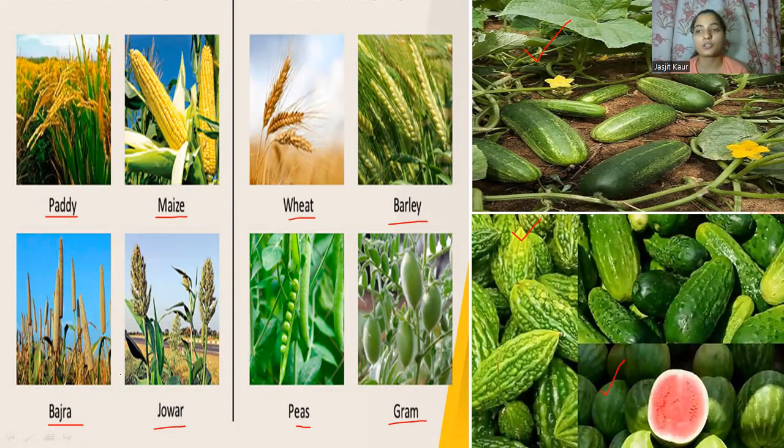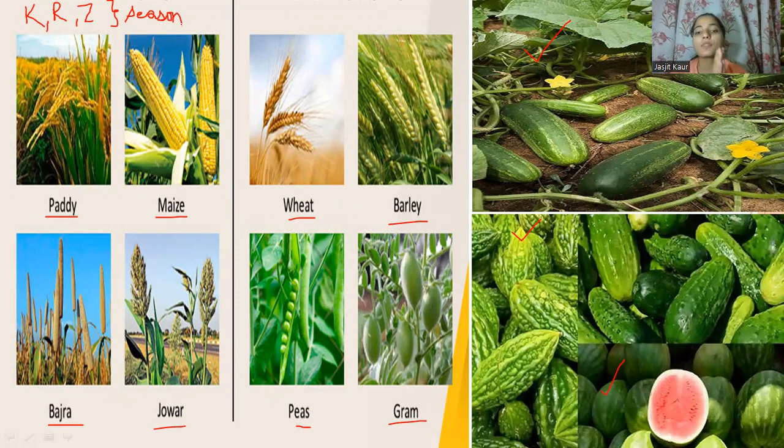Yes, very good, students. Some of you have written the correct answer that we can divide these crops into Kharif, Rabi, and Zaid. This categorization is on the basis of season, in which season they are being grown. So we can divide these crops into different cropping seasons, that is Kharif, Rabi, and Zaid.